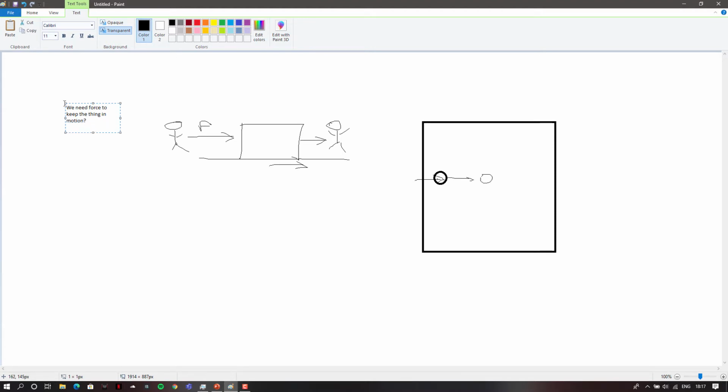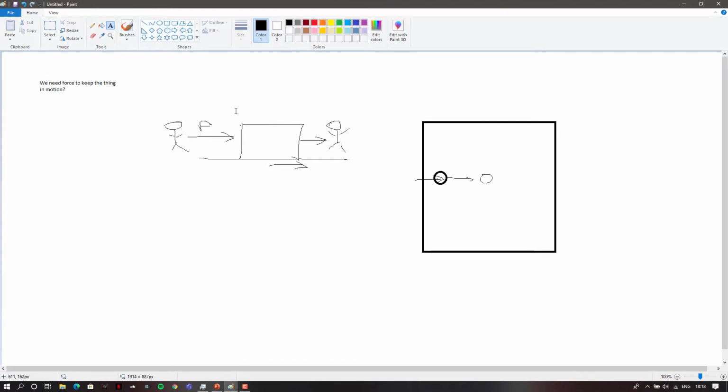Is this statement true? I want you to tell me: do we need force to keep a thing in motion? When we are pushing this box and we stop pushing, the box will be at rest. So do we need continuous force to make a continuous motion? Our answer is actually no.